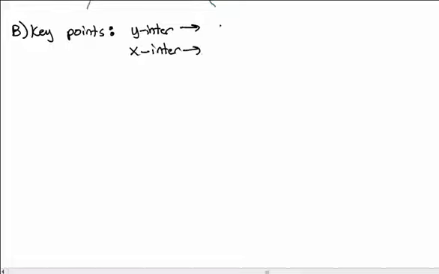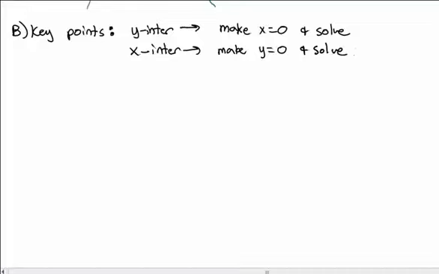The way we find the Y-intercept is we make the other variable, make x equal to 0, and solve. The way we find the X-intercept is we make the other variable, y, equal to 0, and solve. And usually this means with the x we're going to have to factor to solve. And we're going to talk about some more factoring strategies as this unit progresses.